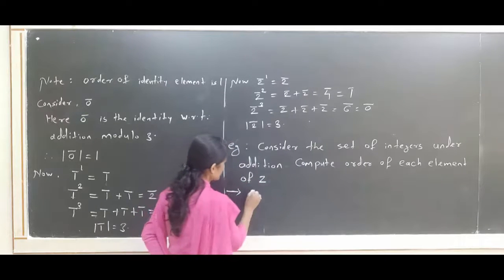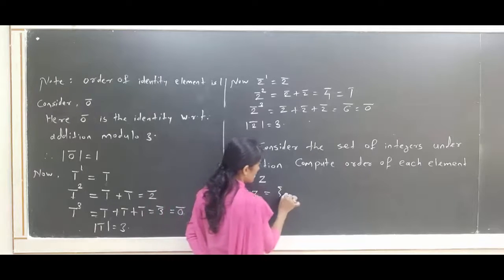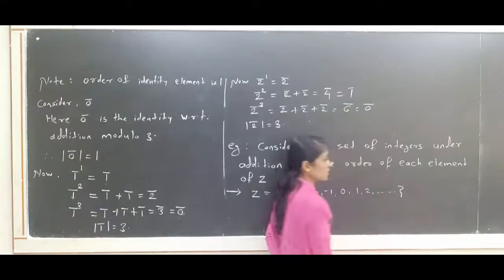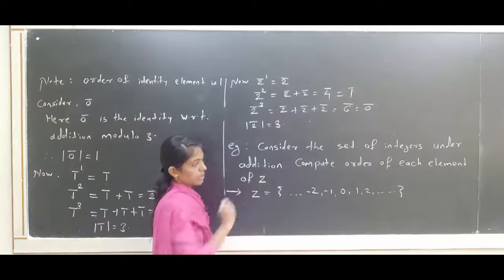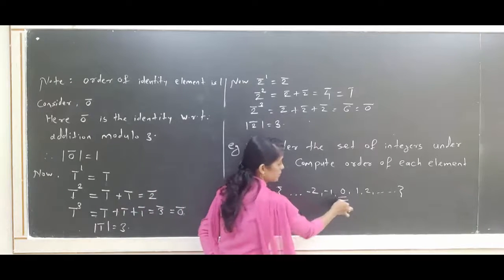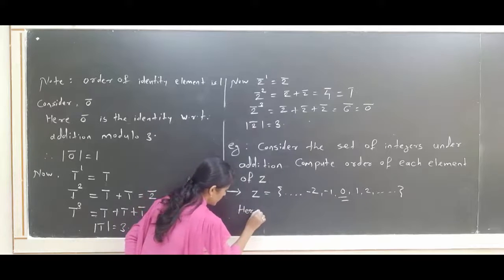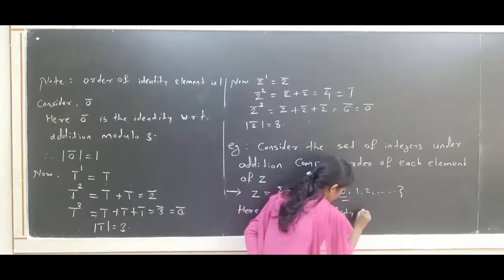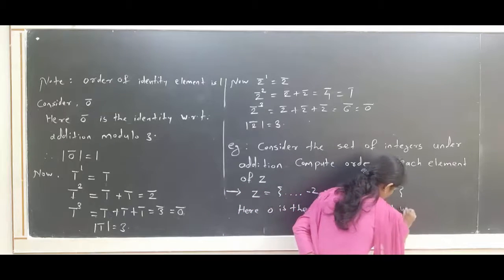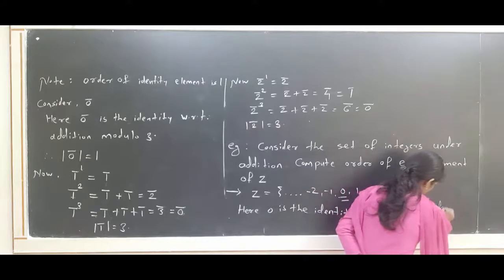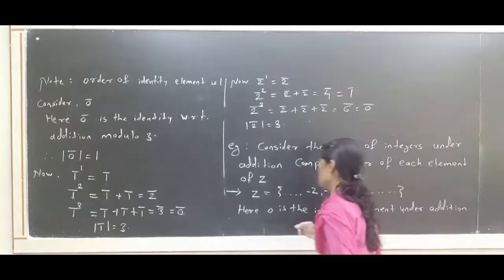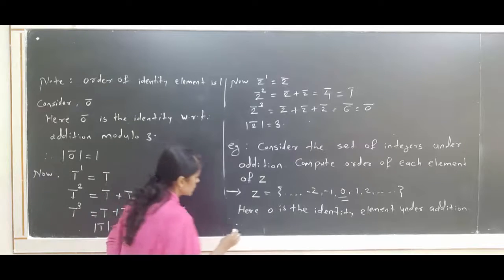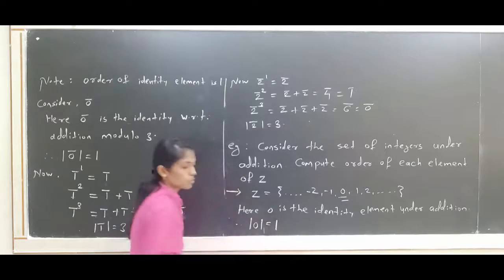Now here, first of all write down the set of integers: -2, -1, 0, 1, 2 and so on. So this set is infinite. But under addition operation the identity element is 0. So here 0 is the identity element under addition. So we know that the order of identity element is 1. Therefore order of 0 is equal to 1.